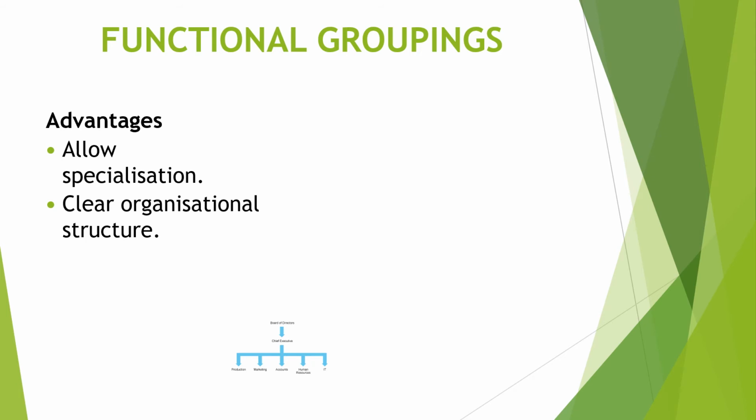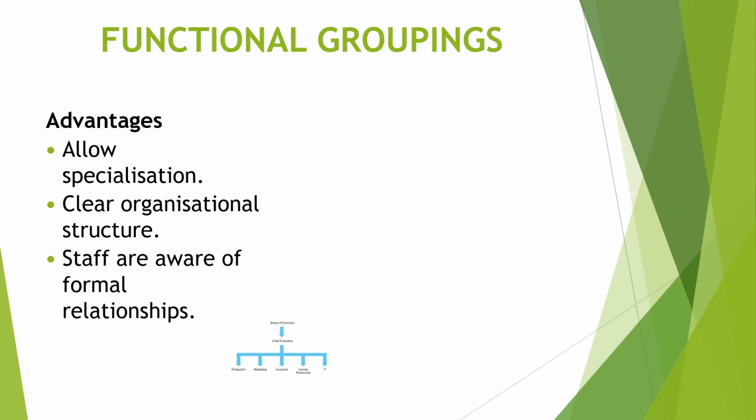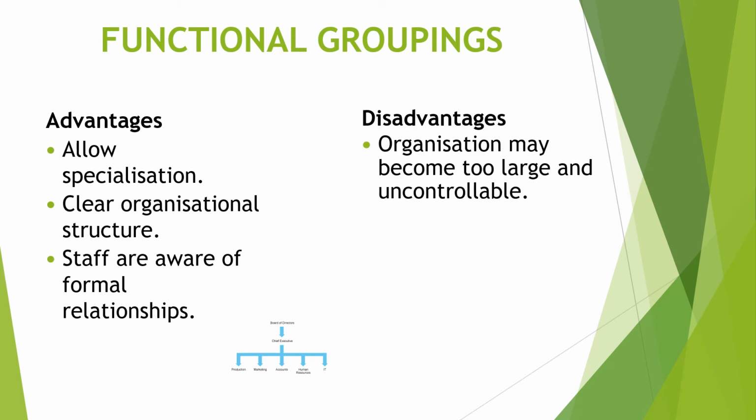And what you'll find is when we look at the other groupings, you tend to find that within these other groupings, organisations will eventually resort back to a functional grouping because it's the easiest way to organise your activities in an organisation. Staff are aware of the formal relationships, so you know the marketing director will be responsible perhaps for marketing supervisors or managers or people in charge of different aspects of marketing. So it makes it very clear how the relationships are set out in that particular organisation.